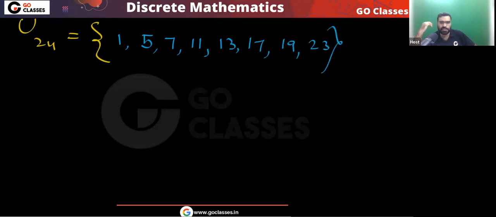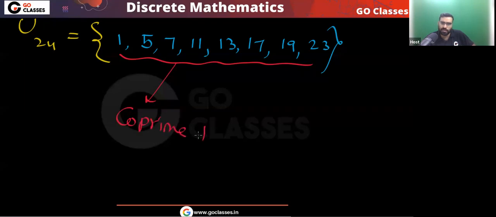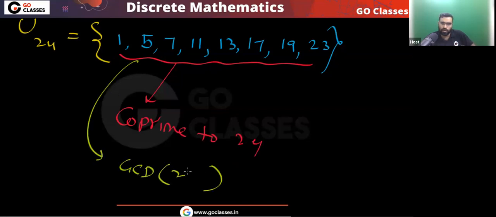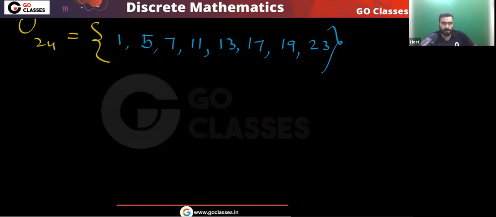Is this point clear? This is your U24 because these are the values which are co-prime to 24. For all of them, you can see these are co-prime to 24. Or I can say that for all of them, the GCD of 24 comma these, let's call them X, will be 1. So very simple.